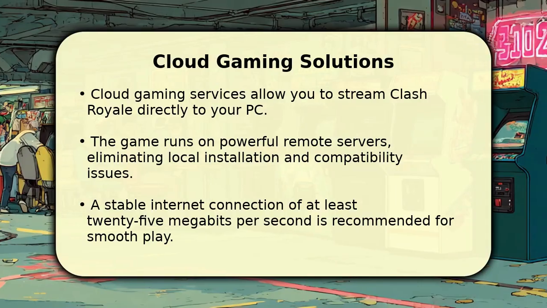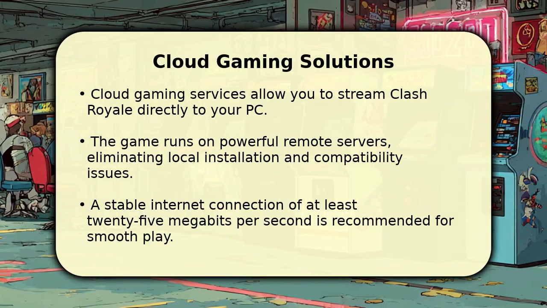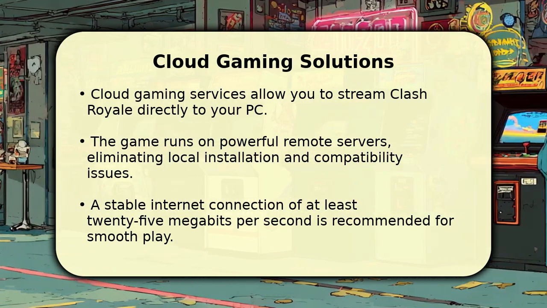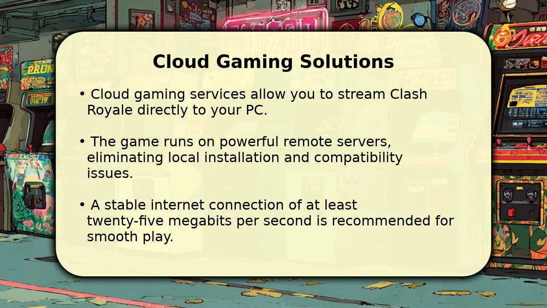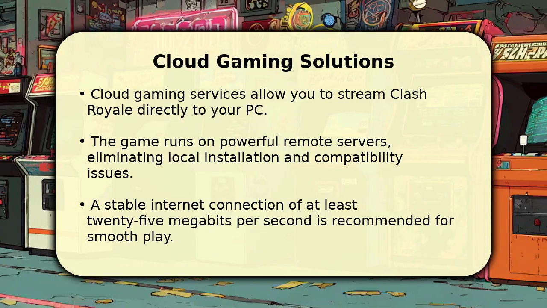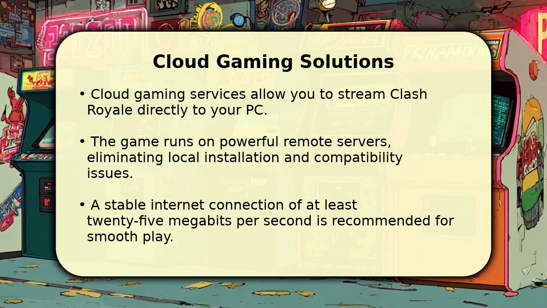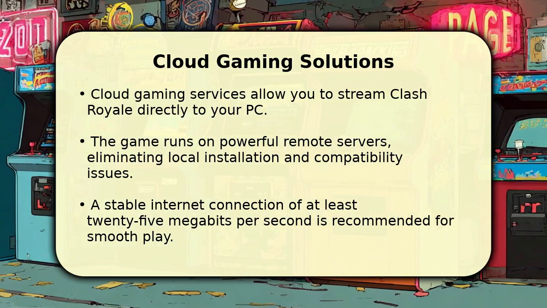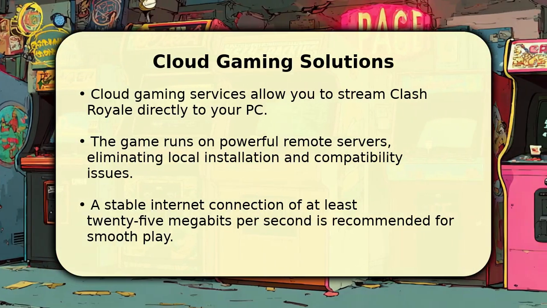Cloud gaming services are an excellent option, allowing you to stream Clash Royale directly to your PC. These platforms run the game on powerful remote servers, sending the video feed to your screen. This means you do not install the game locally, eliminating compatibility issues and storage concerns. Services like BlueStacks or NVIDIA GeForce Now can provide a smooth experience, assuming you have a stable internet connection of at least 25 megabits per second.